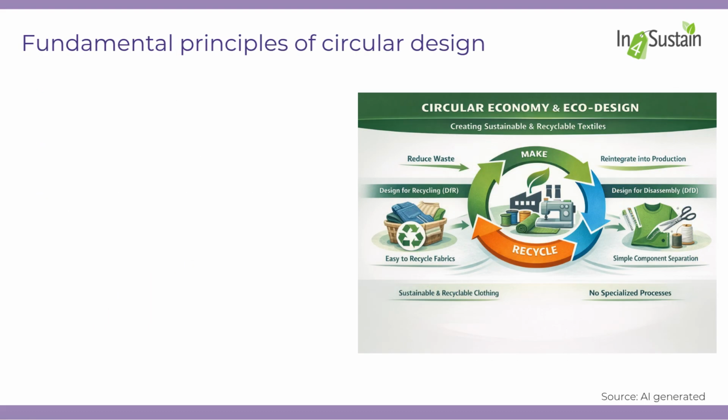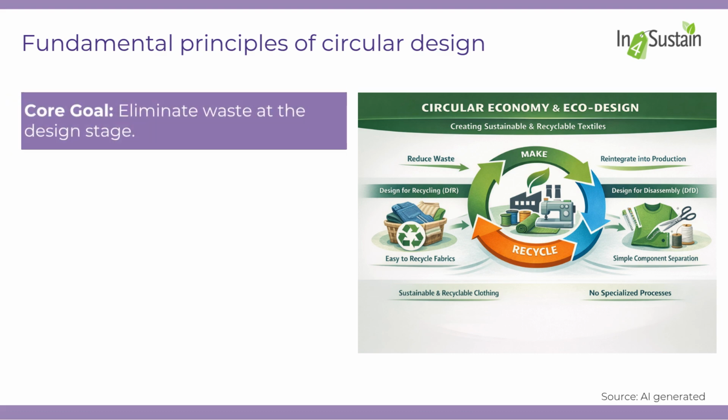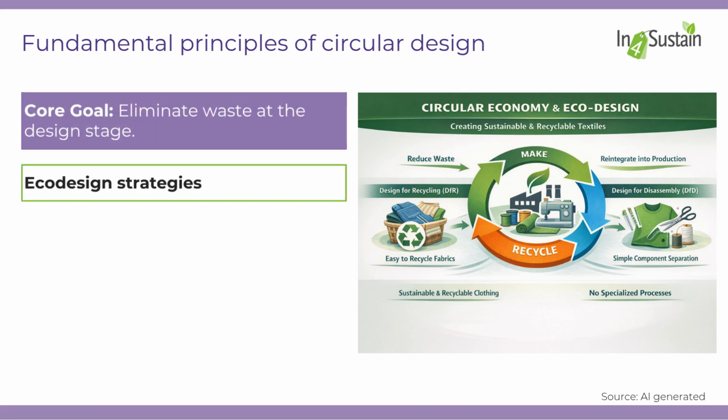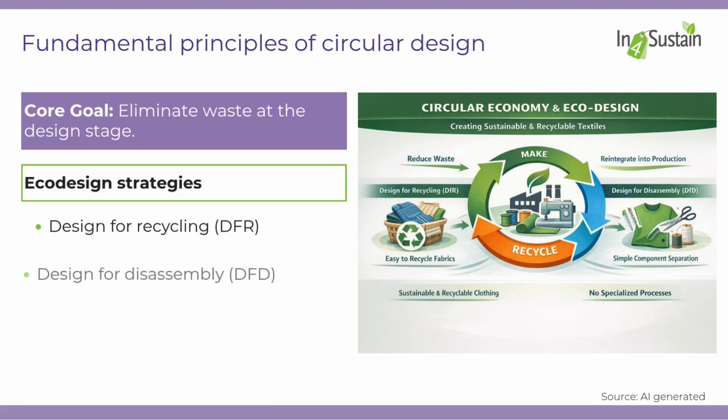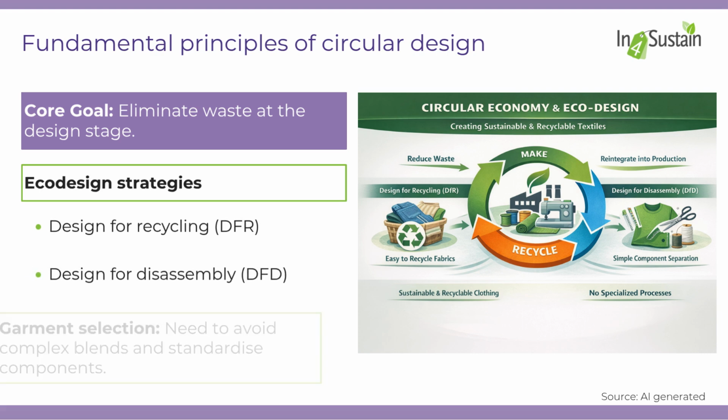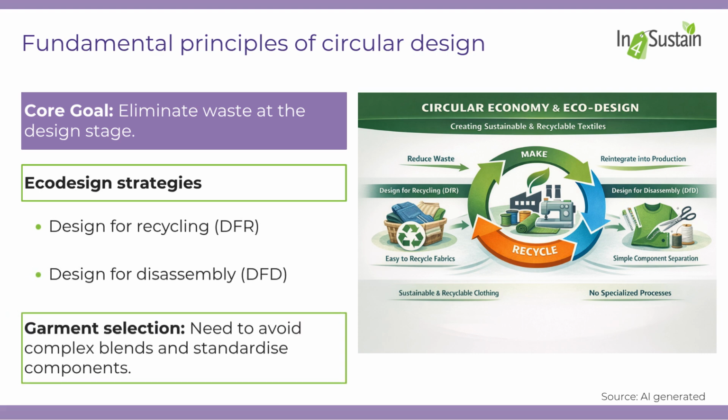Circular textiles require a massive systemic shift. We have to eliminate waste right at the drawing board. This means utilising eco-design strategies like design for recycling and design for disassembly. By avoiding complex material blends and standardising components, we ensure that garments can be easily taken apart and reintegrated into the production cycle without requiring massive amounts of energy.